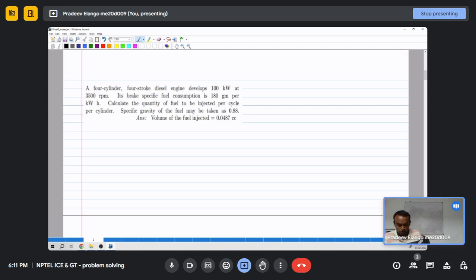Okay. So first we can calculate the energy per cycle for the engine, like mechanical energy or the brake energy. It is given, it develops 1000 kilowatt at 3500 rpm. So power is equal to 1000 into 10 power 3 joules per second.